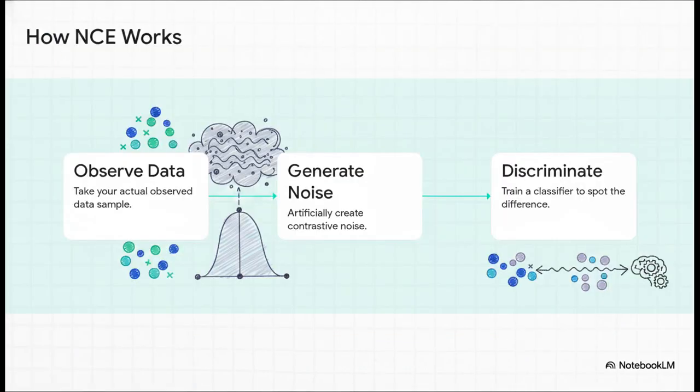Okay, let's break down exactly how they achieve this with a simple three-step recipe. Step 1, you take your actual observed data. Step 2, you artificially generate a bunch of contrastive noise, maybe using a basic Gaussian distribution. And step 3, you train a nonlinear logistic regression classifier to just spot the difference between the two. That's it. By forcing the model to constantly compare real data against fake noise, it inherently learns the true underlying structure of the real data. And because it's only doing binary classification, just asking, is this real or fake, it completely avoids having to calculate that impossible normalization integral.